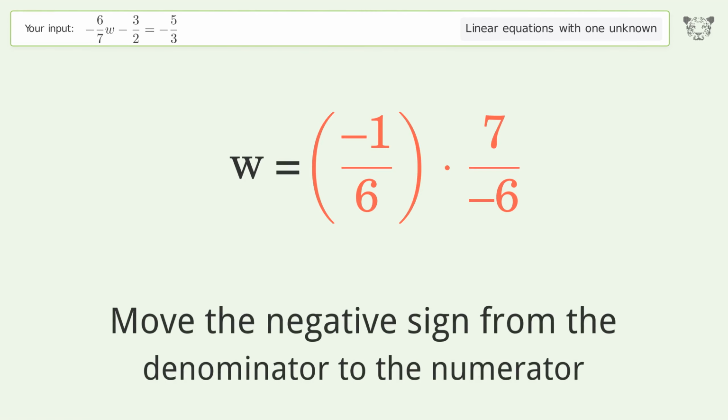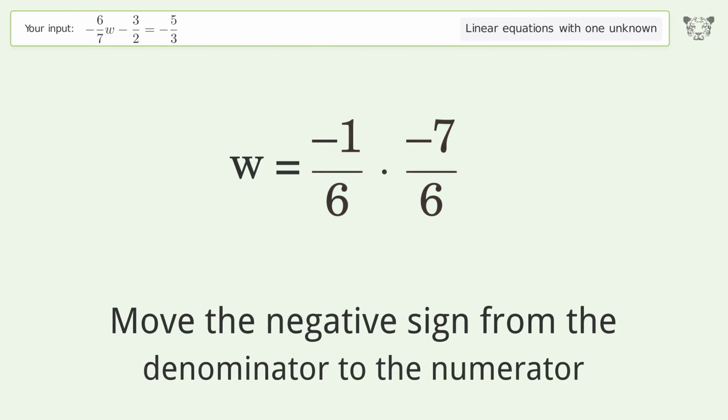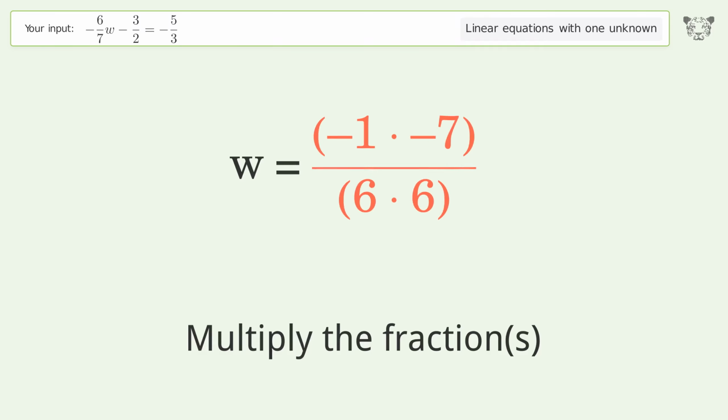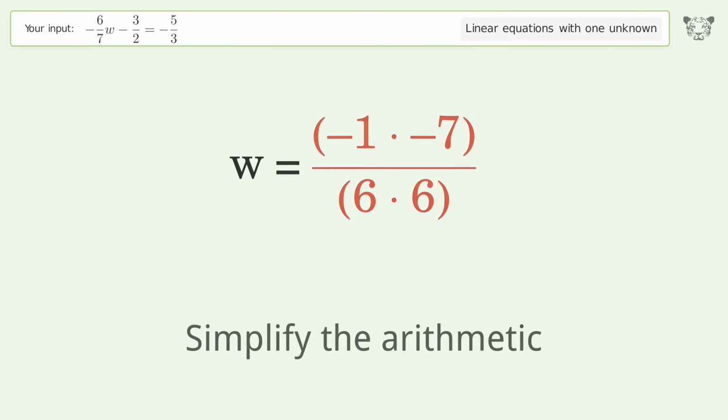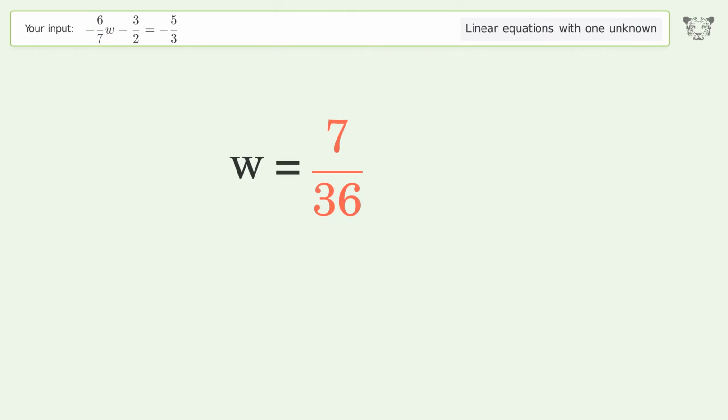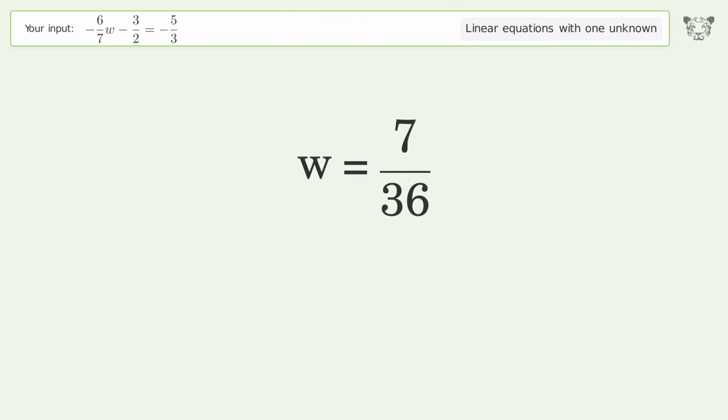Move the negative sign from the denominator to the numerator. Multiply the fractions. Simplify the arithmetic. And so the final result is w equals 7/36.